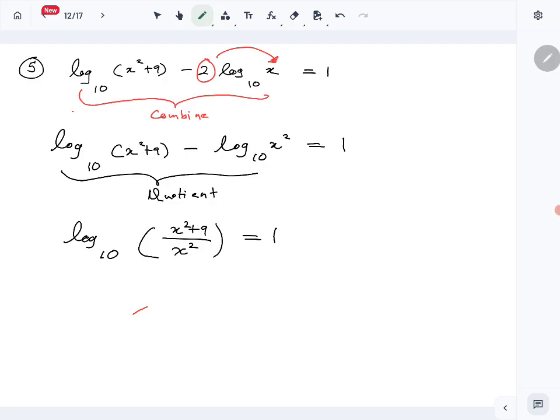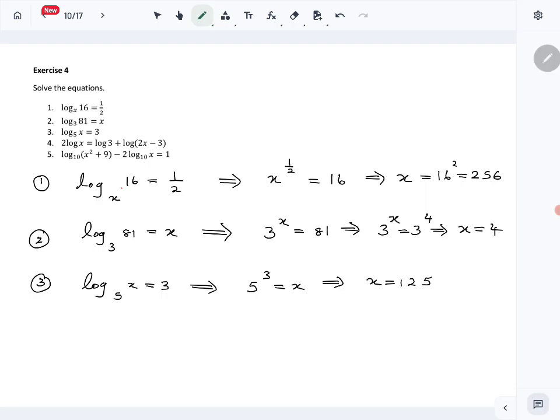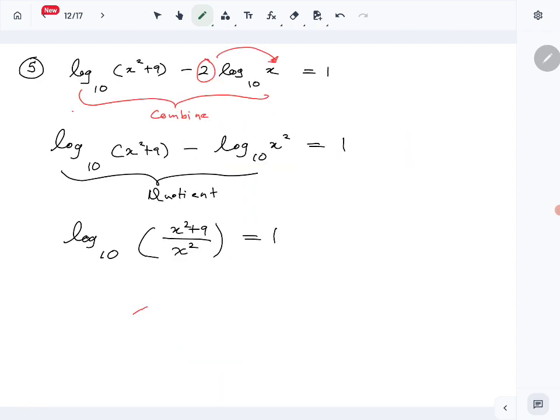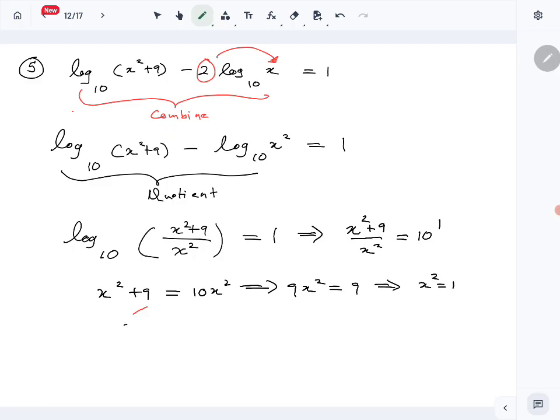So now this is like the first three problems we did. A log term equals some number. So then you convert this into what? Exponential form. So x squared plus 9 over x squared is equal to what? 10 to the 1. Now just cross multiply and get the answer. X squared plus 9 equals 10x squared, so 9x squared equals 9. So x squared equals 1. So x equals plus or minus 1. Are both answers correct?